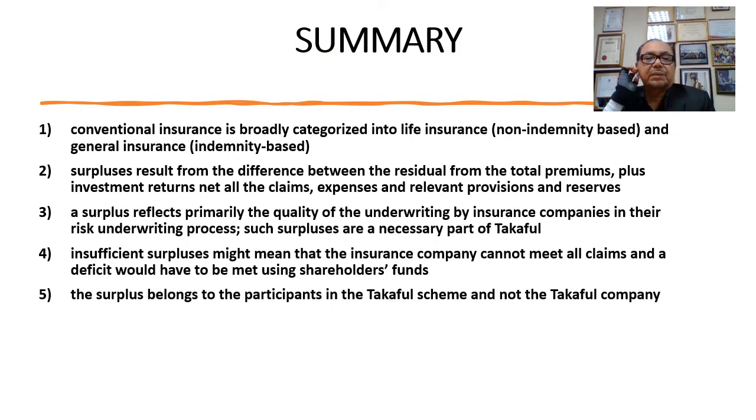Okay, in summary, one, conventional insurance is broadly categorized into life insurance, non-indemnity based. Life insurance is more for your personal needs, yeah. And general insurance is indemnity based, let's say, insurance to cover your house. If your house burns, this is the insurance that will cover. So we call that non-indemnity based, not personal. Yeah? So there are two types of insurance.